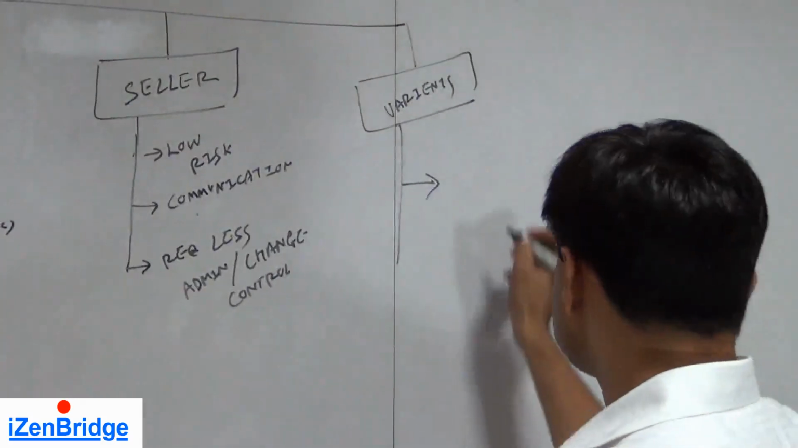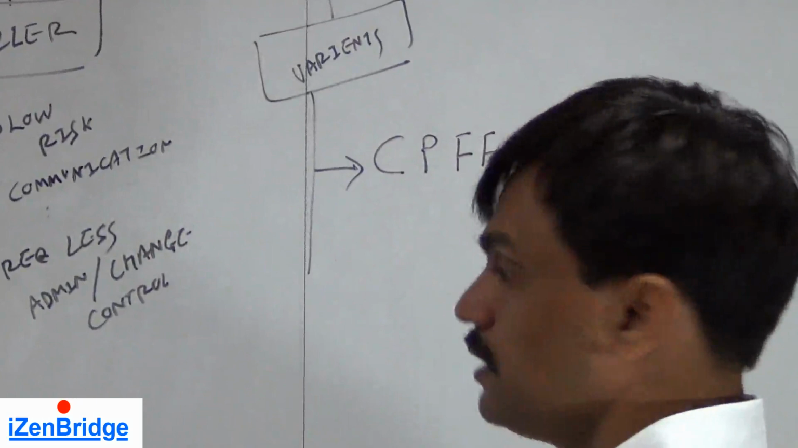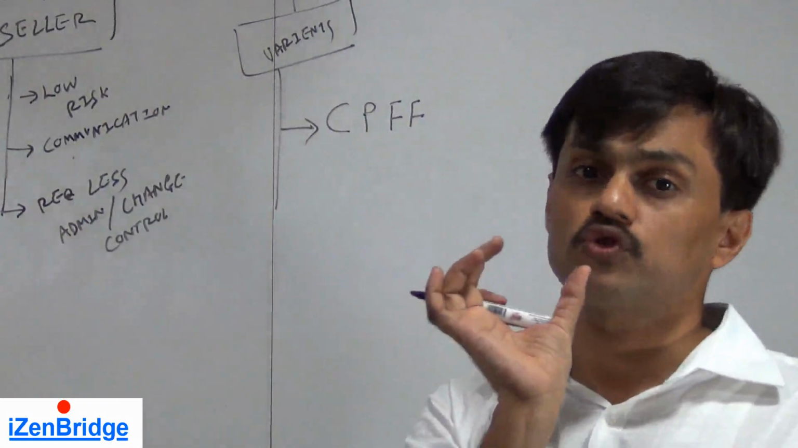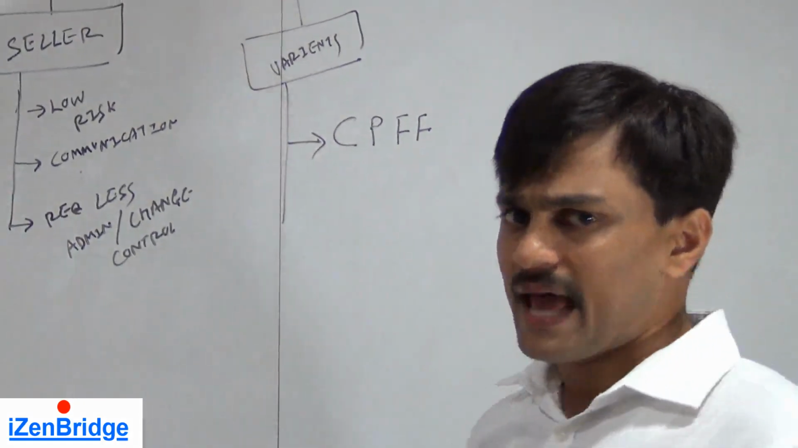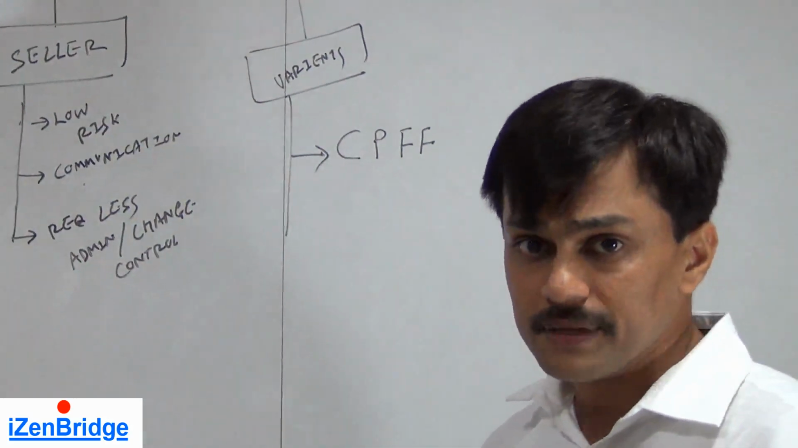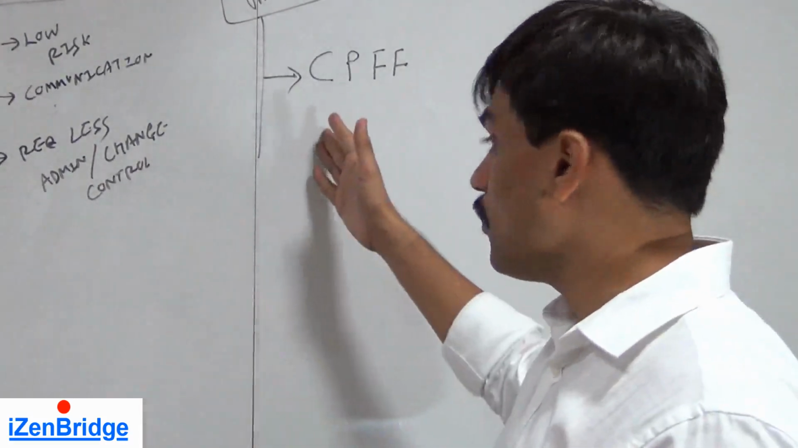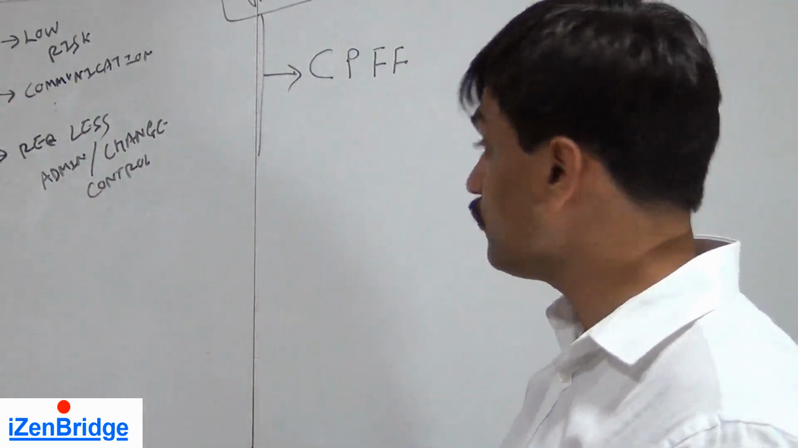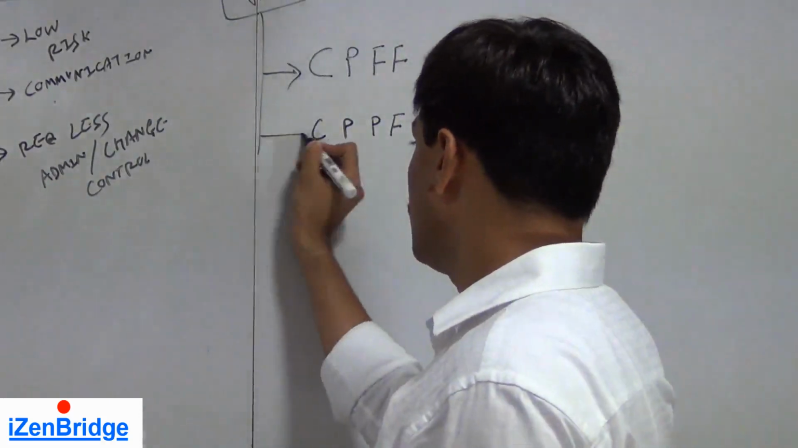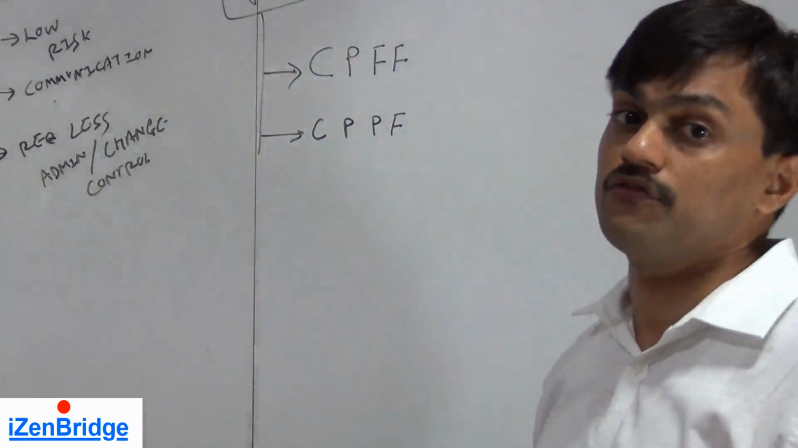Cost reimbursable with fixed fee, cost plus fixed fee. In this, you get the complete cost reimbursed plus a fixed amount of money. Examples, media buying agencies. If you are running a campaign for some company, usually they will go for a cost reimbursable contract. It can go in the form of cost plus fixed fee, or in the form of cost plus percentage of fee.